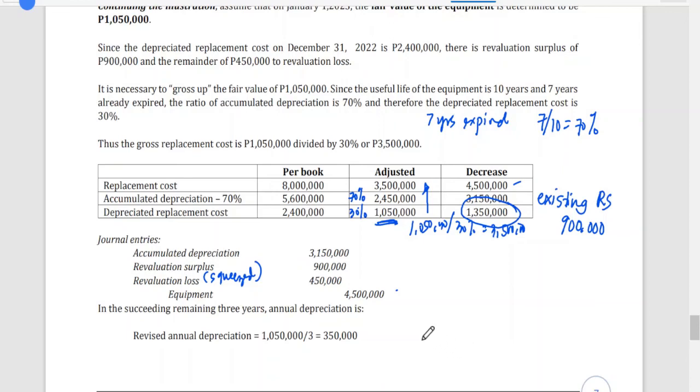Now that there is a change in the fair value, how much would be our depreciation in the remaining 3 years of life? That would be based on 1,050,000, which is the new depreciated replacement cost. So 1,050,000 divided by 3 years, that's 350,000. Are we going to recognize piecemeal realization here? The answer is no, because there's no more balance in the revaluation surplus. Why is there no more revaluation surplus, ma'am? Because we already closed the remaining revaluation surplus of 900,000. We closed it because of the reversal of the revaluation surplus.